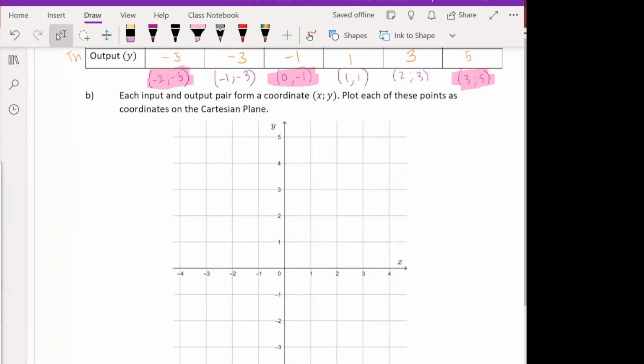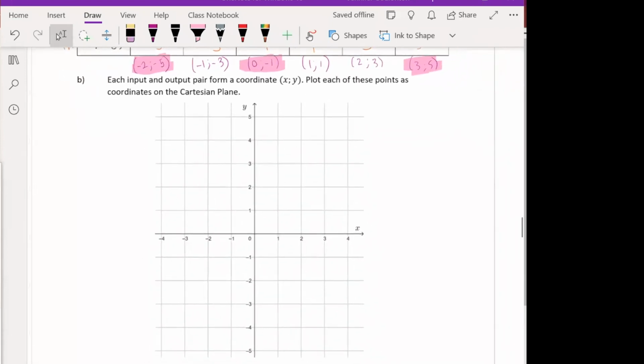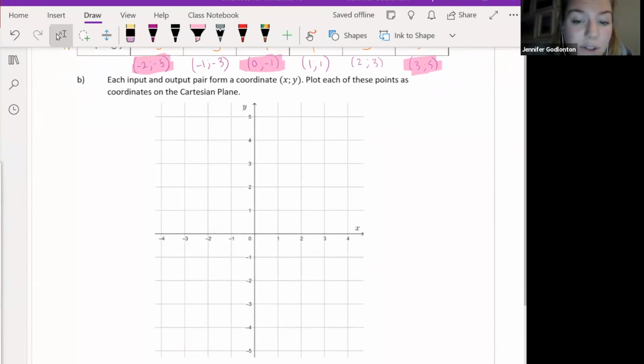Moabi, hello. How can I help? So when you are plotting it, can you put alphabets for where you're gonna plot it? So you can just put a dot. You don't need to write anything with it. So if I was doing, for example, this first one, I would just say -2, -5, and just draw myself a little dot.